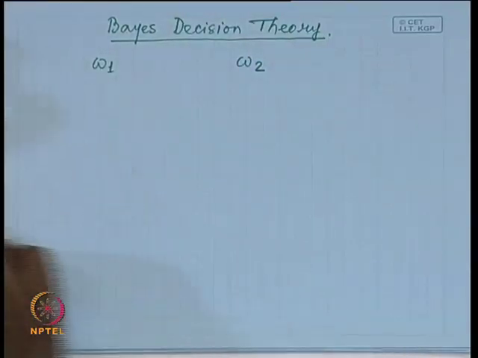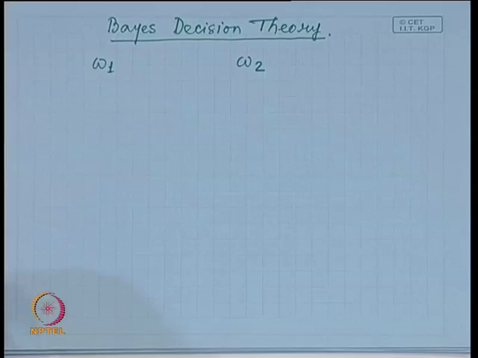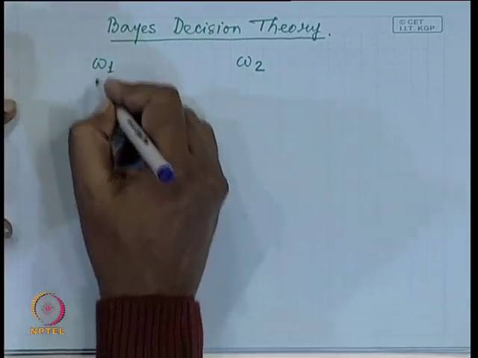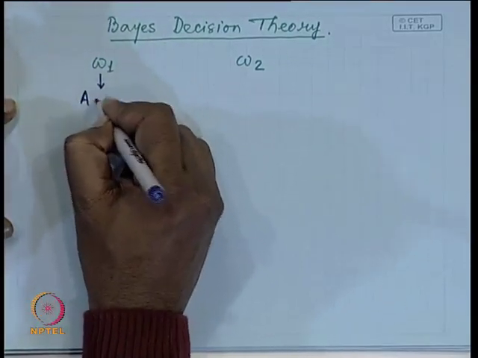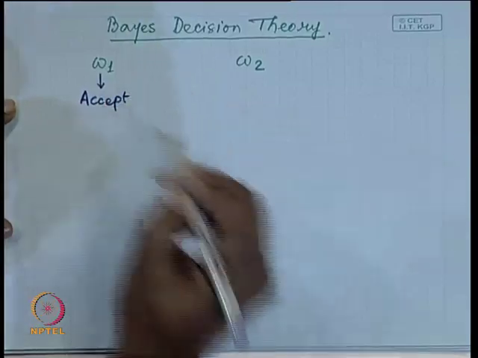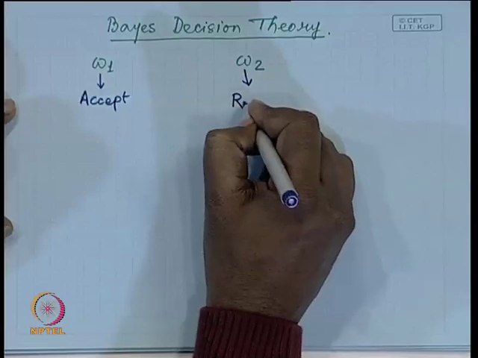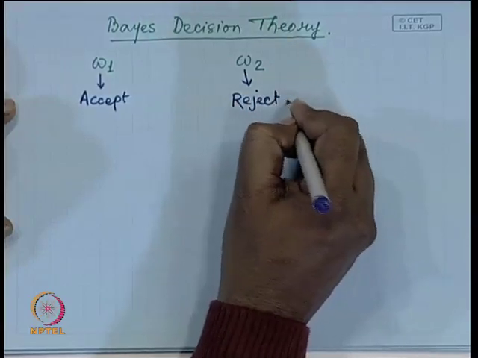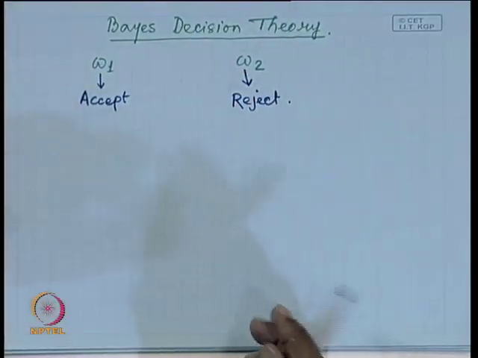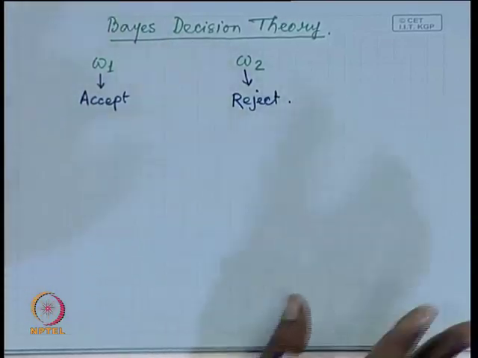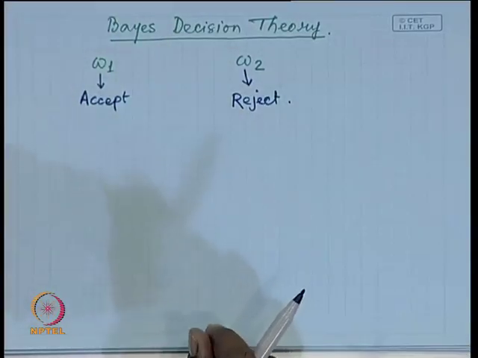Okay. Here let me assume that this class omega 1 actually means the category accept, and class omega 2 actually means category reject. So, when the quality control department puts an object under the accept category or under the reject category, they look at some of the features of that particular object to decide about this.